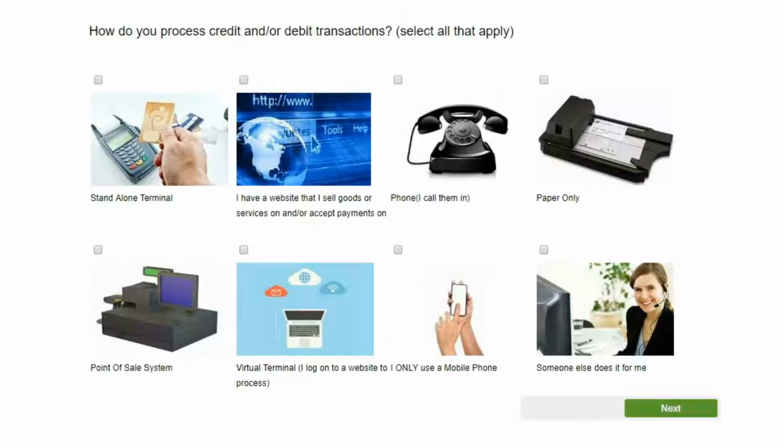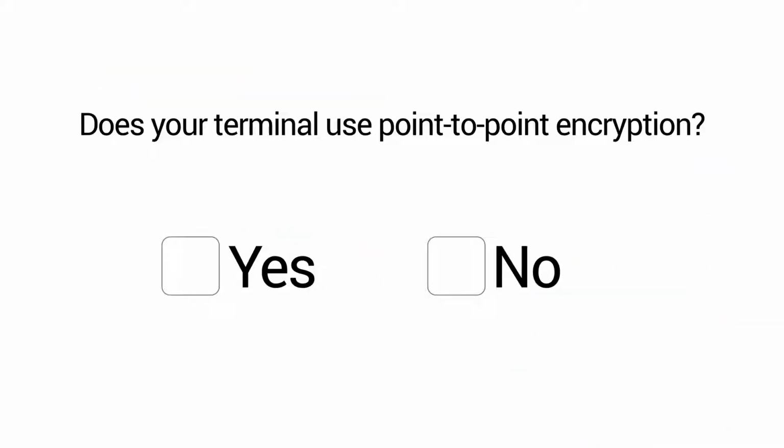Now the system will ask you a series of questions to determine what kind of self-assessment questionnaire matches your business model. How do you process credit and/or debit transactions? Select all that apply. Please pick every method that applies to you and click Next. We picked a standalone terminal option as an example. Next, the system will ask you if your terminal uses point-to-point encryption. If your business uses a FlexPoint terminal, please select Yes.